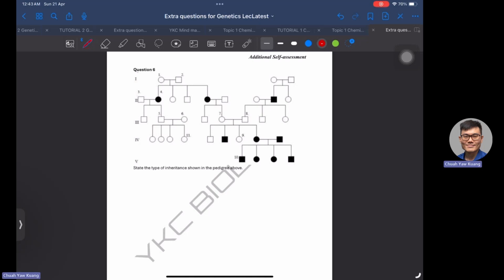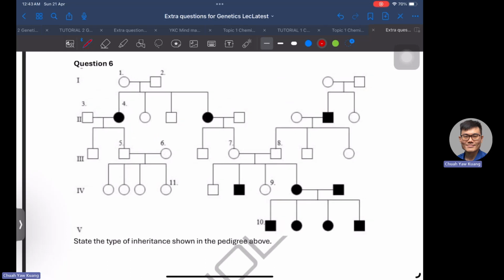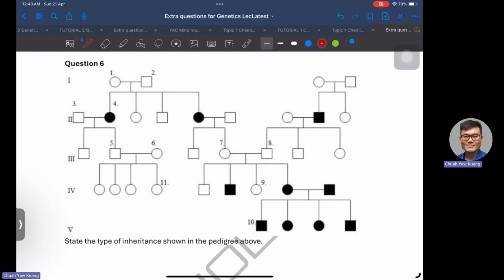Question 6 is about the pedigree. So this question asks us to state the type of inheritance. As you can see here, the affected individuals are all shaded.